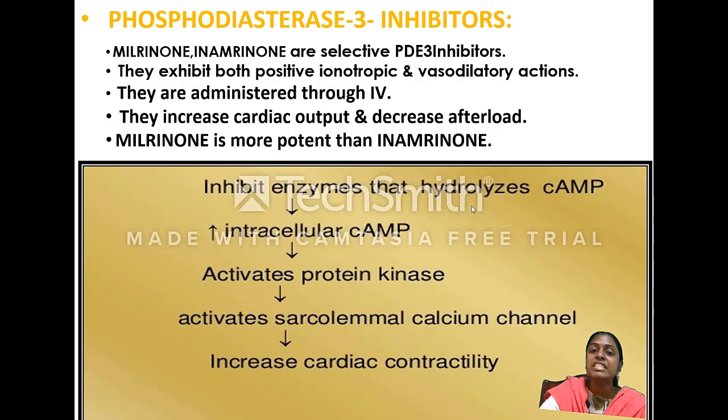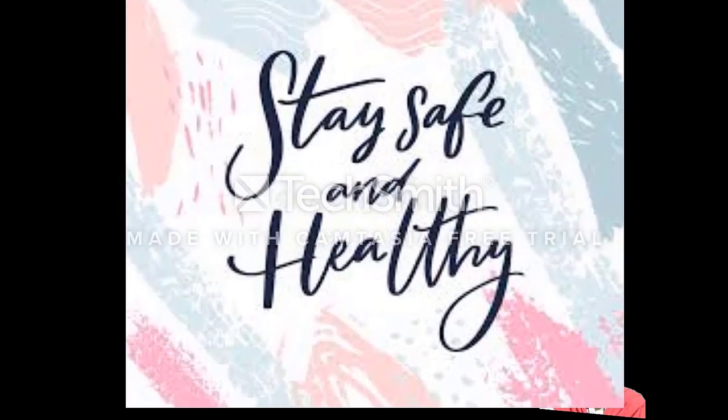When cAMP is increasing, it will activate protein kinase, and calcium levels will increase intracellularly, so it will activate the sarcolemmal calcium channels. When it is activating the calcium channels, calcium ions will come inside more, and this will do the inotropic function. Okay, so we will give this through IV. Okay, thank you.